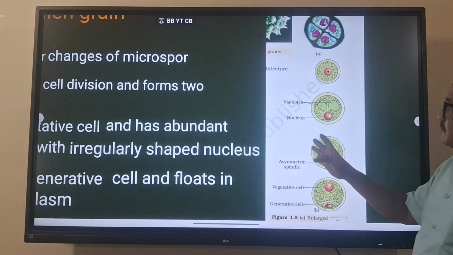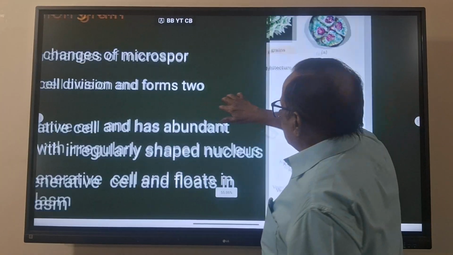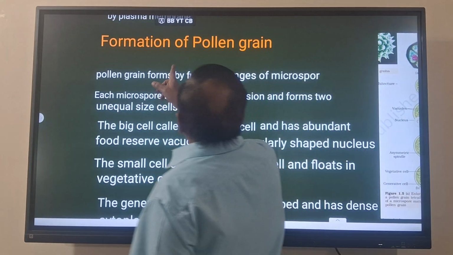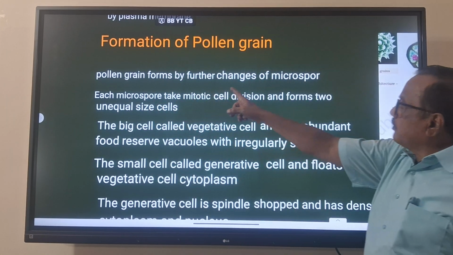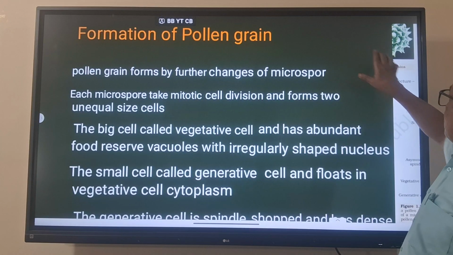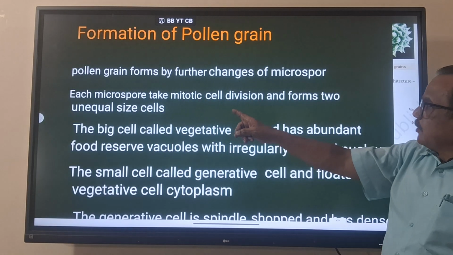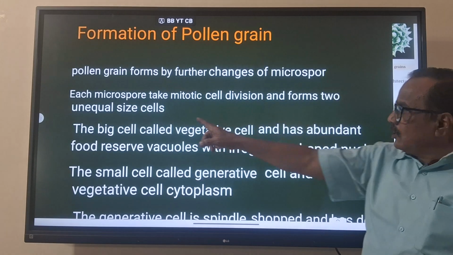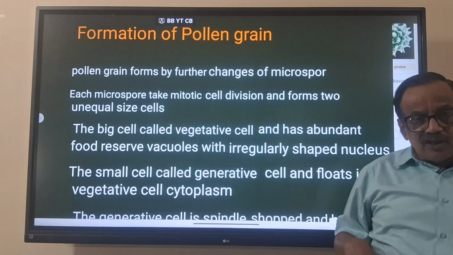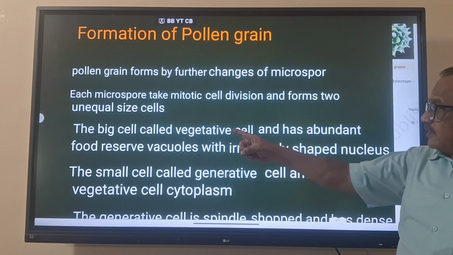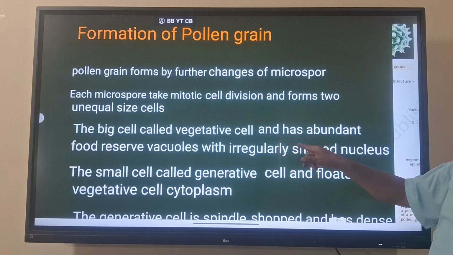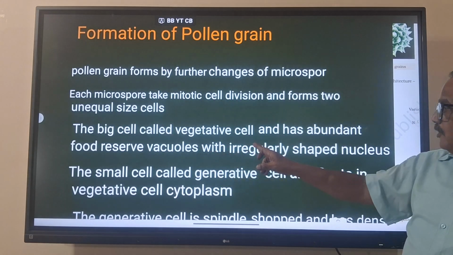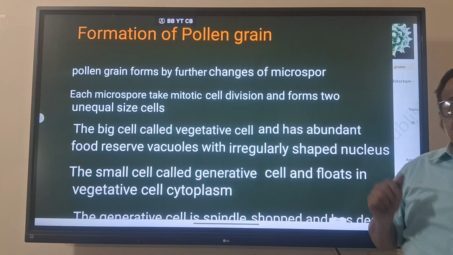Now we'll see the same things in the formation of pollen grain. Pollen grain forms by further changes of the microspore that we showed. Each microspore undergoes mitotic cell division and forms two unequal cells. One is the big cell and one is the small cell, as I discussed. The big cell is called the vegetative cell and has abundant food reserve, vacuole, and an irregular shaped nucleus.